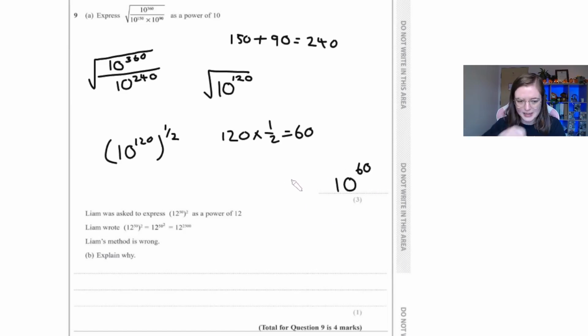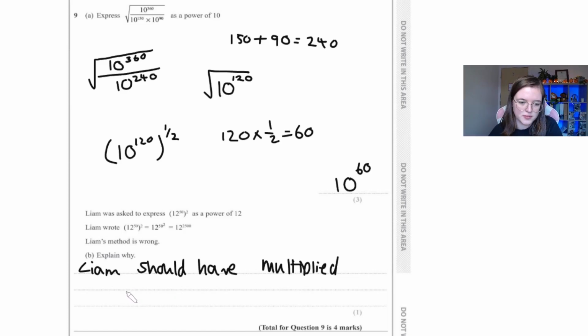Then part B: Liam was asked to express 12 to the power of 50 all squared as a power of 12. Liam wrote 12 to the power of 50 all squared is 12 to the power of 50 squared, which is 12 to the power of 2500. If Liam got this wrong, explain why. For reasons up here: remember, power of power, you times them. So Liam should have timesed those two together, multiplied 50 by 2 to get 100. And there we are. And that overall was 4 marks.